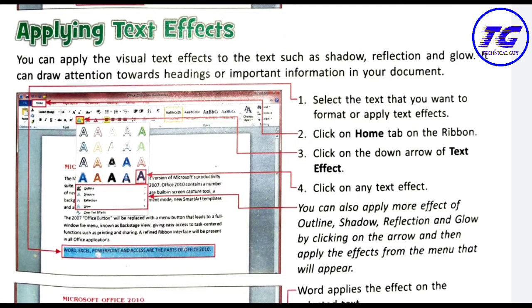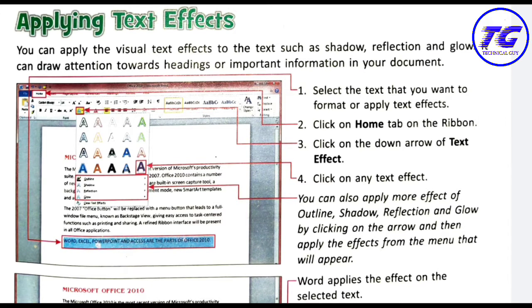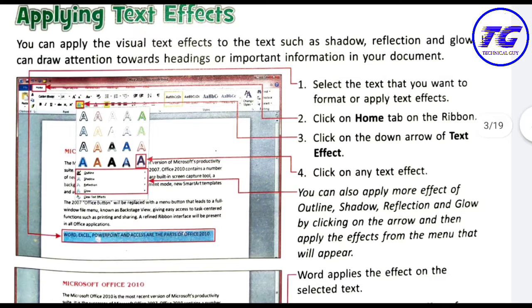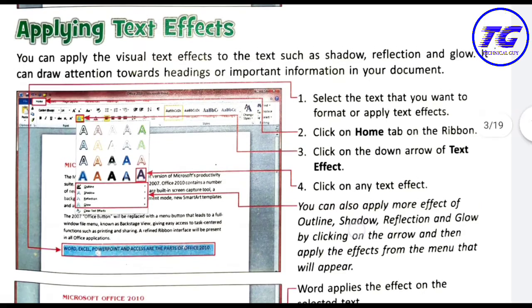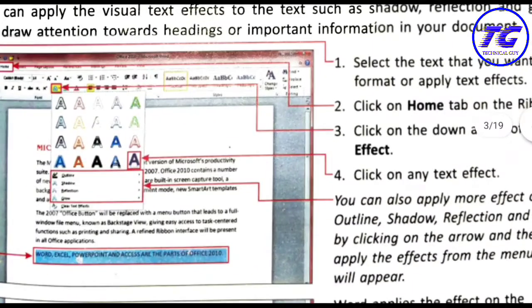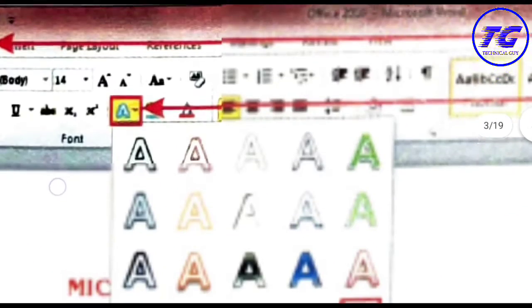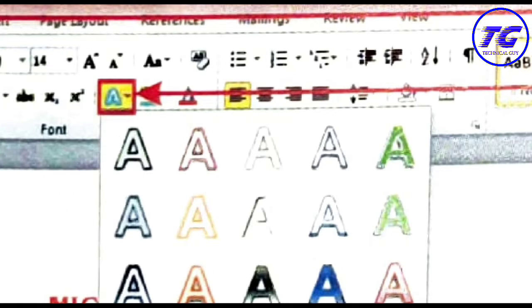Next option we have is applying text effects. MS Word offers you different types of text effects with the help of shadows, reflection and glow, etc. You can make the document look good and appealing. So for applying the text effect, you have to click on the Home tab, and here you have the text effect button near the superscript and subscript buttons. So this is the button for applying the text effect.